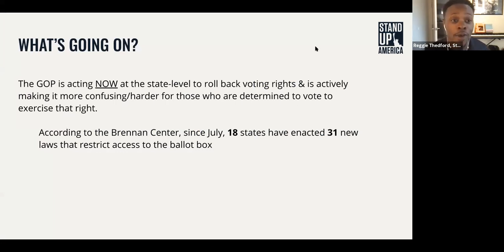So why is that important? If we look at what the GOP is doing, what Republicans are doing at the state level, they're rolling back voting rights and actively making it more confusing or harder for those who are determined to vote and exercise that right to vote. So if we look at a report from the Brennan Center, since July of this year, 18 states have enacted 31 new laws that restrict access to the ballot box.